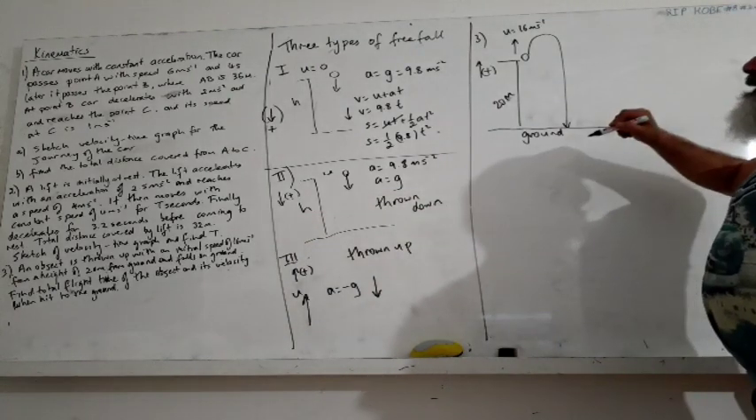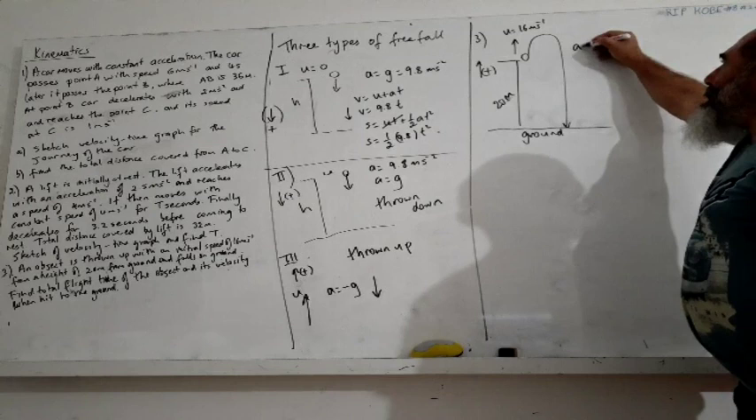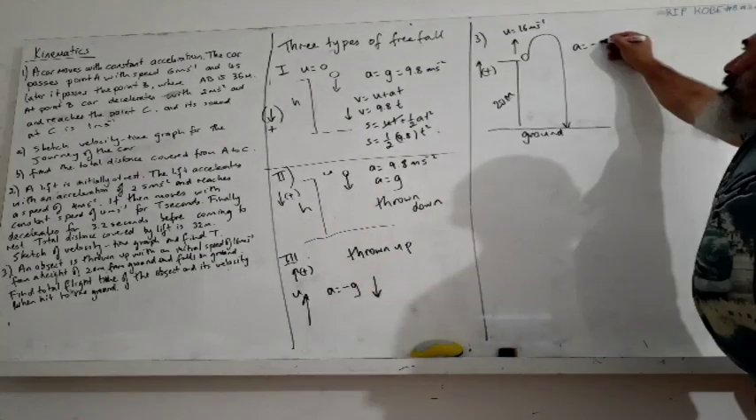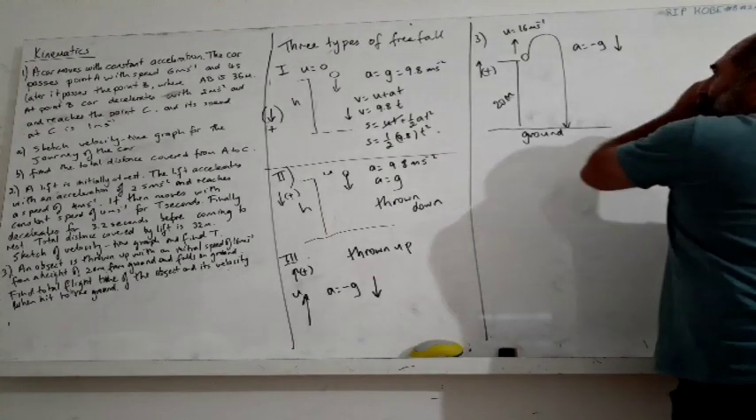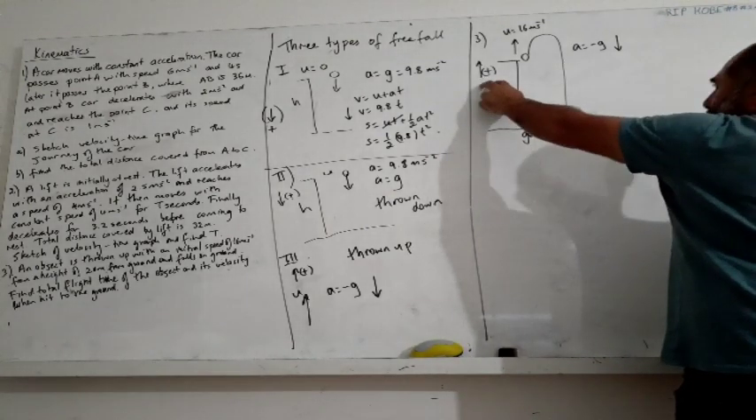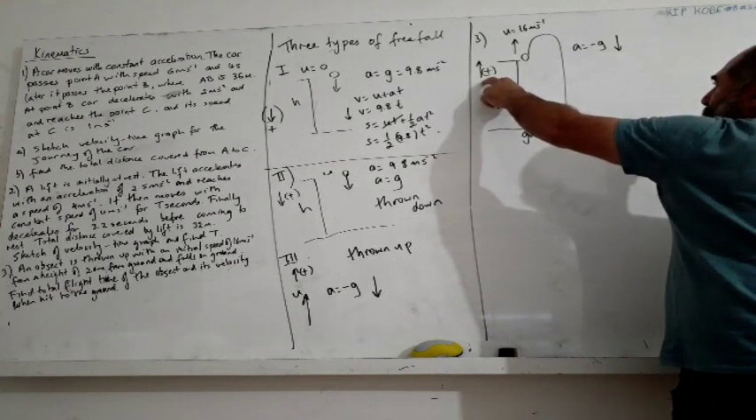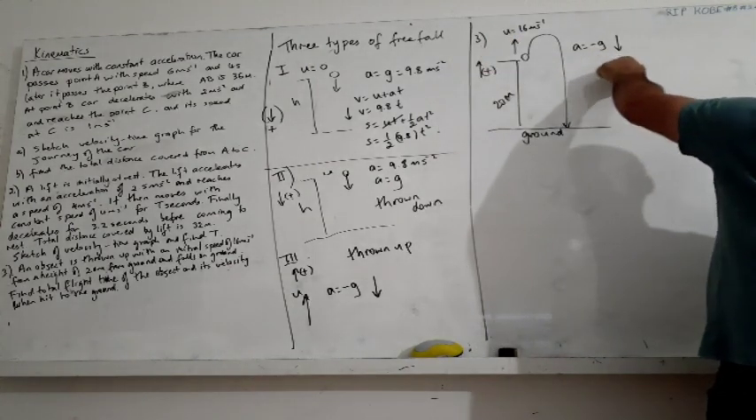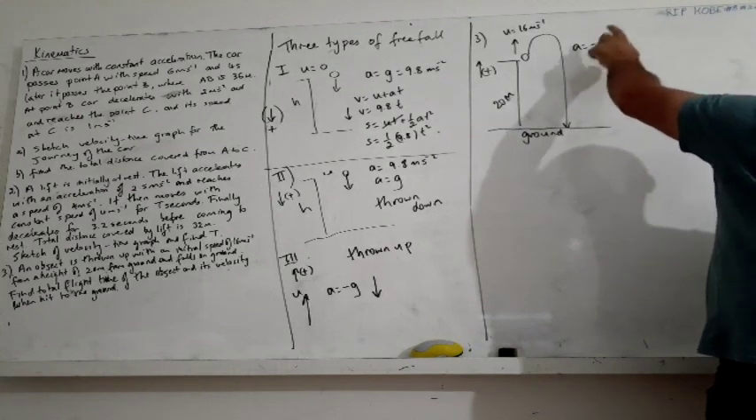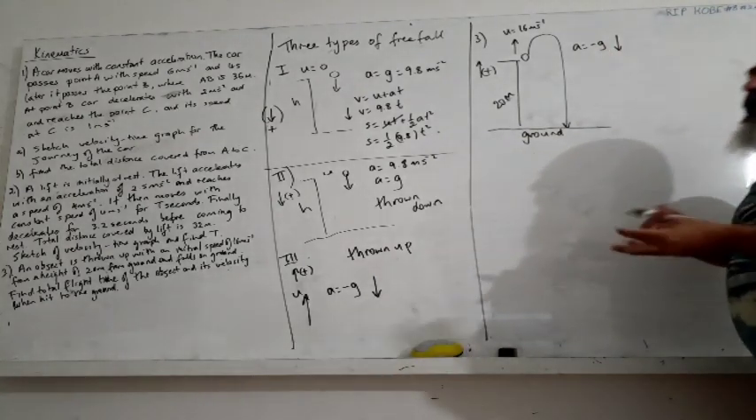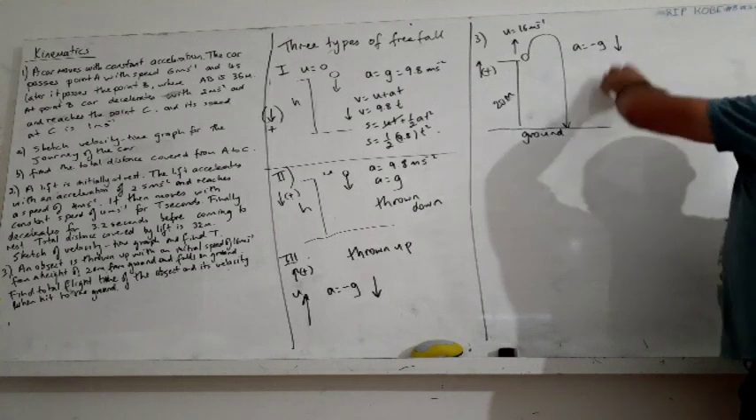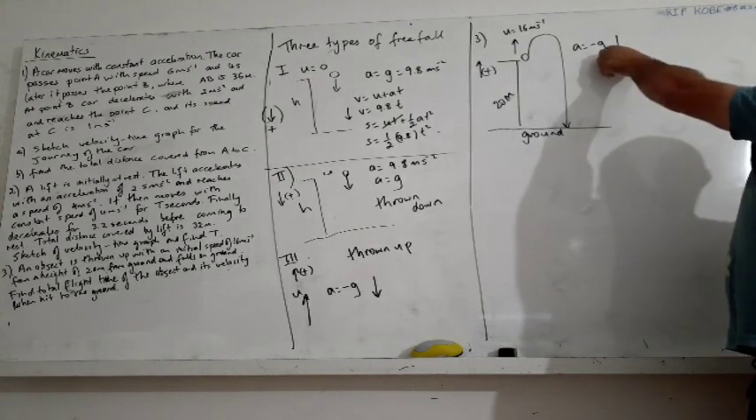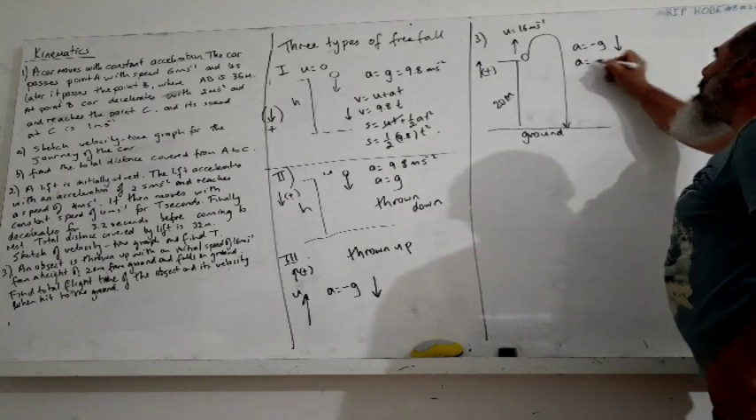Acceleration is negative g, because it is always downward, but we choose our initial direction which was up as positive, so pointing downwards is negative. And remember, gravitational acceleration always points to the ground, which is always downward. So acceleration is 9.8 meters per second square, minus g for this question.